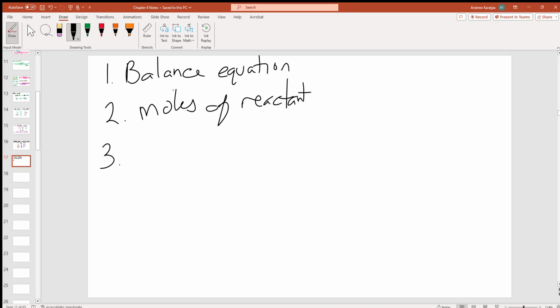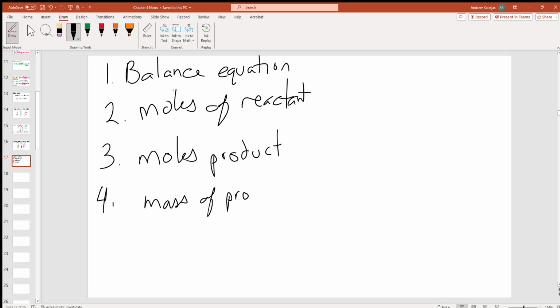Once we've got our moles of reactant, we can convert to moles of product, which we'll show how we do here in a moment. And finally, we can convert from moles of product back to mass of product. And so this is going to allow us to determine in any situation that we're dealing with, if we have this much starting material, how much product will allow us to form.